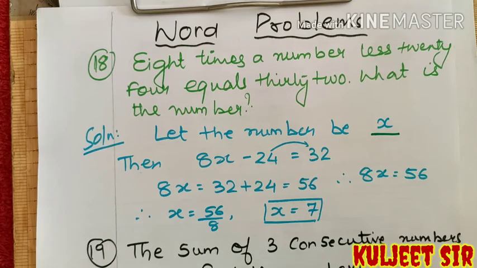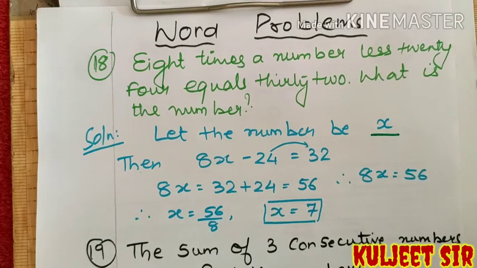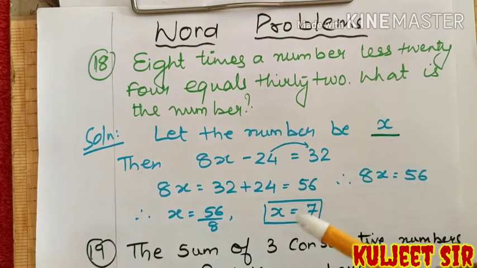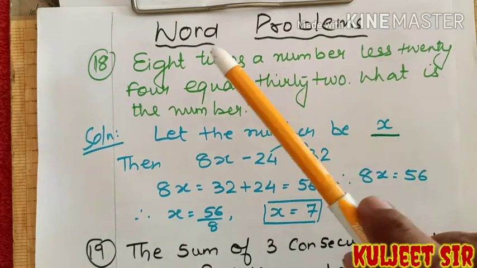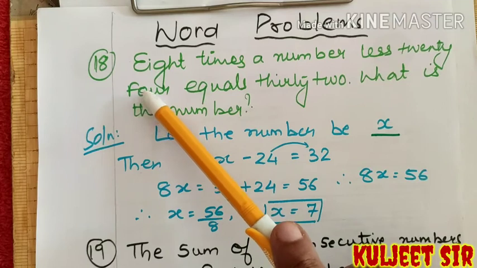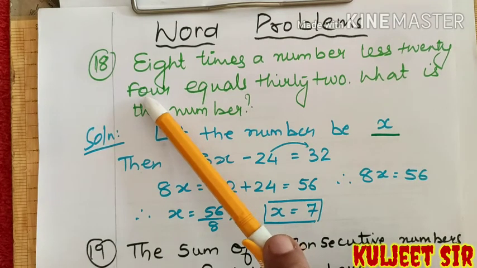Okay, students, now we move on to the last topic in our lesson, algebra, and we finish off the lesson after we are done with this topic. So the next topic is word problems. We'll start with the 18th sum. We'll solve example 18. I have written the question for you.